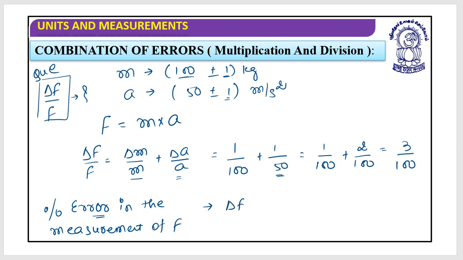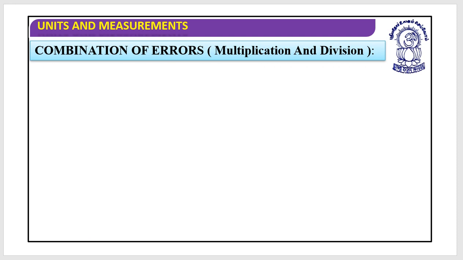so I can write like this. It's delta F by F multiplied by 100. Yes, it's 3 by 100 multiplied by 100. While cancelling this, it is 3 percentage. Yes, understand? Okay. Let's take a look at the new numerical.